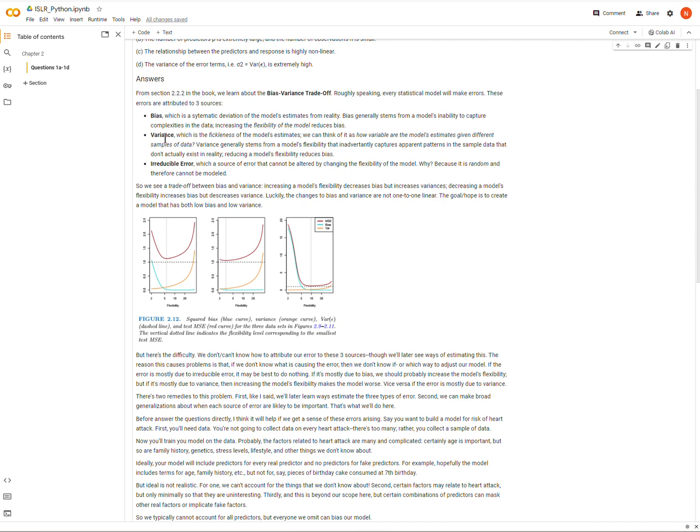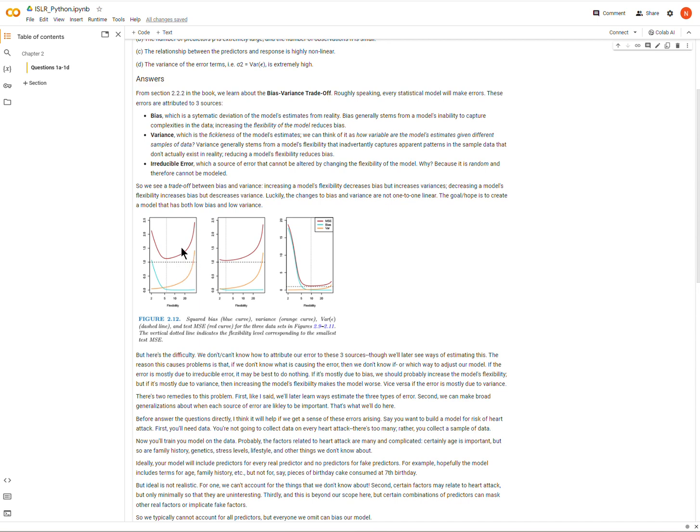However, variance tends to increase as flexibility increases. Again, here's variance in the orange on these three models, and as flexibility increases, we are increasing the variance in the model.